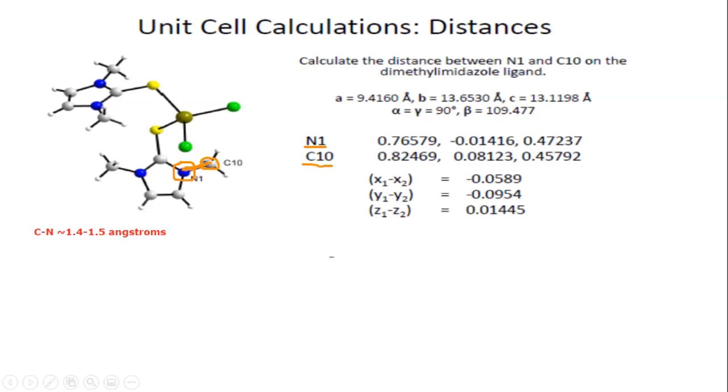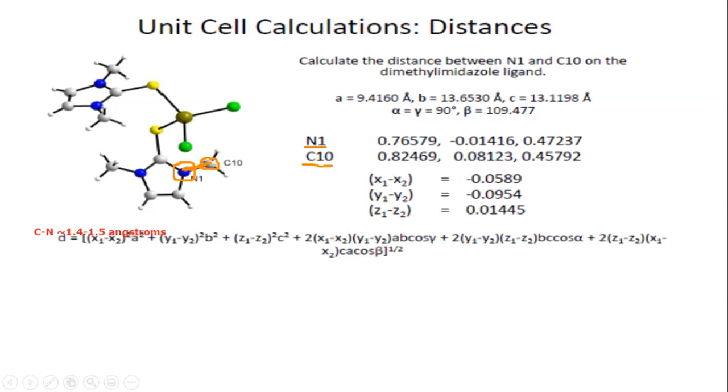So first, we're going to calculate the difference in the fractional coordinates. And it doesn't matter if you subtract N1 from C10, X values, or you do it the other way, because at the end of the day, you're going to square them. And then once you square them, whether it's negative or positive, it's going to become positive. So it doesn't matter. Then we put it into our equation.